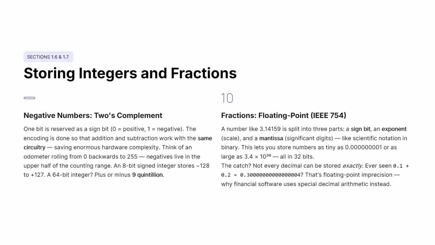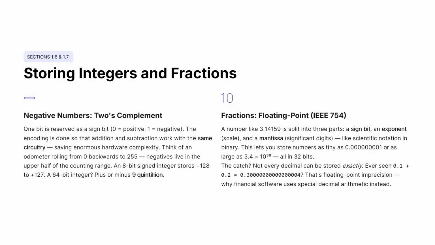Now, fractions. This is where it gets a bit trickier. The main standard is called floating point representation, specifically IEEE 754 if you want to Google it later. Floating point is a way to store numbers with decimal points using a fixed number of bits. The number is split into three parts: a sign bit, an exponent to set the scale, and a mantissa to hold the significant digits. Think of it like scientific notation in binary.